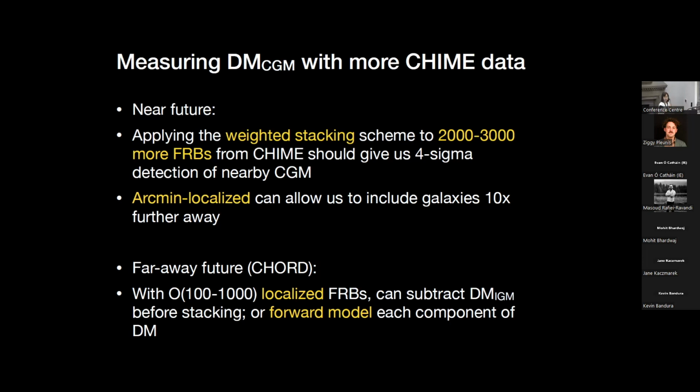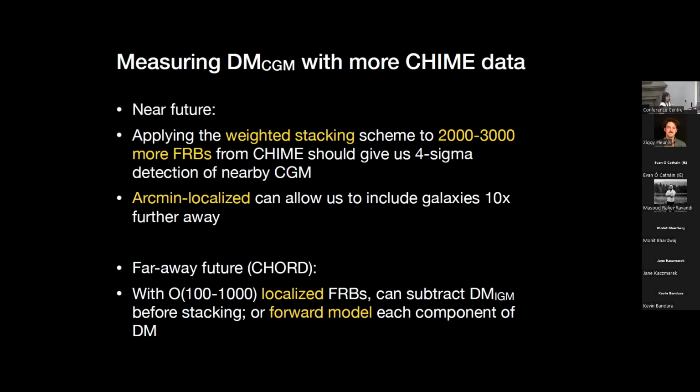So in my paper, I actually did a calculation and we predicted that with a few thousand more FRBs from CHIME, we can get like a 4 sigma detection of DM from the CGM using the weighted stacking method. And I also know that in CHIME, you have those Archimedes localized FRBs. So with that kind of localization, you can push the galaxy selection criteria to 10 times further away. So that's also going to give us more signal to noise.